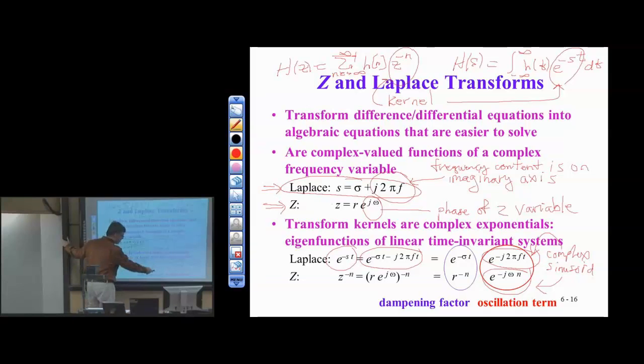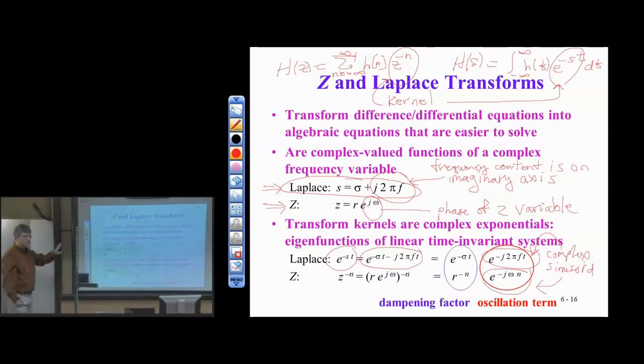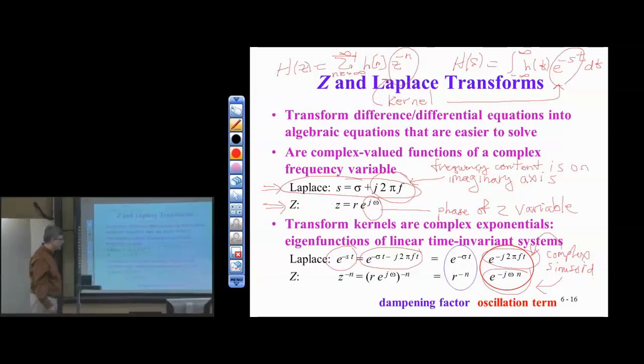And that dampening factor depends on the value of sigma in the Laplace case and the value of r in the z case. So if sigma is positive, what happens to the term? Does it decay or not? It decays, right? And if sigma is 0, what happens? It's constant. And if sigma is negative, it grows without bound as time goes to infinity.